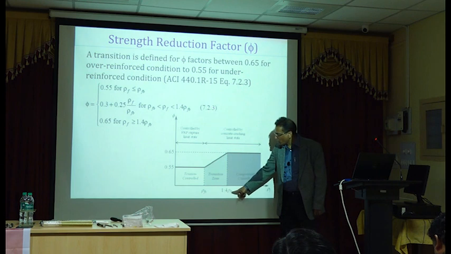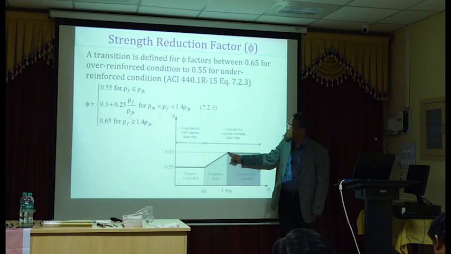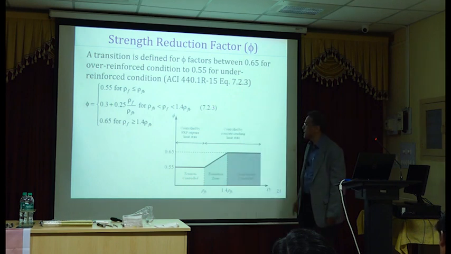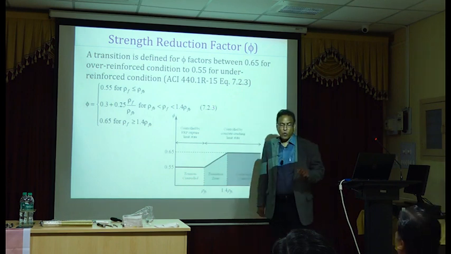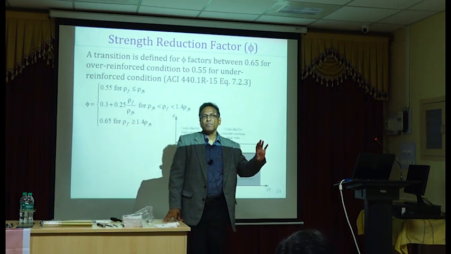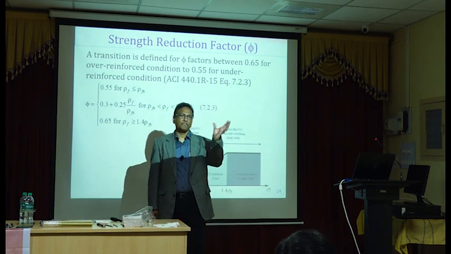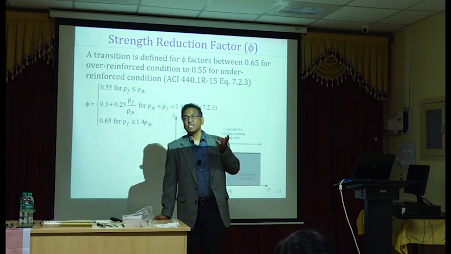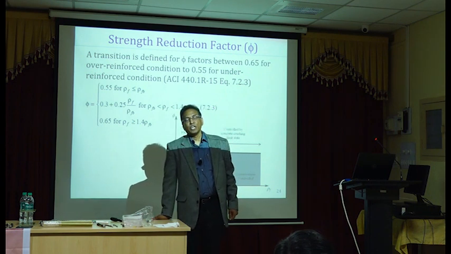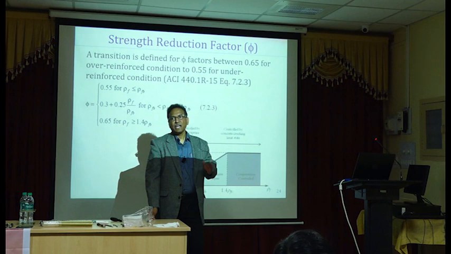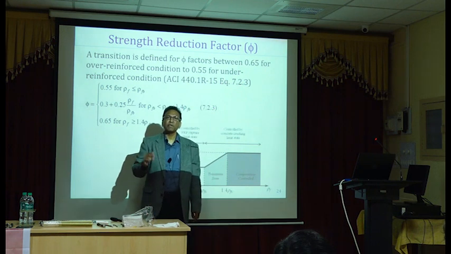For rho being equal to 1.4 rho FB, we will use phi equals 0.65. Anywhere in between, we will use a transition. So the basis for this is when you are designing a beam with an assumption that F prime C is, let's say, 4000 psi. Generally these days, with all these admixtures and very fancy stuff, the concrete supplier is almost always able to meet the target, at least in ready mix industry.